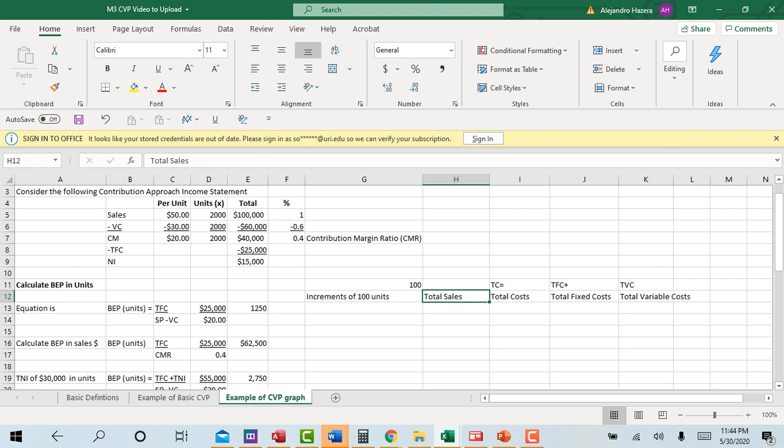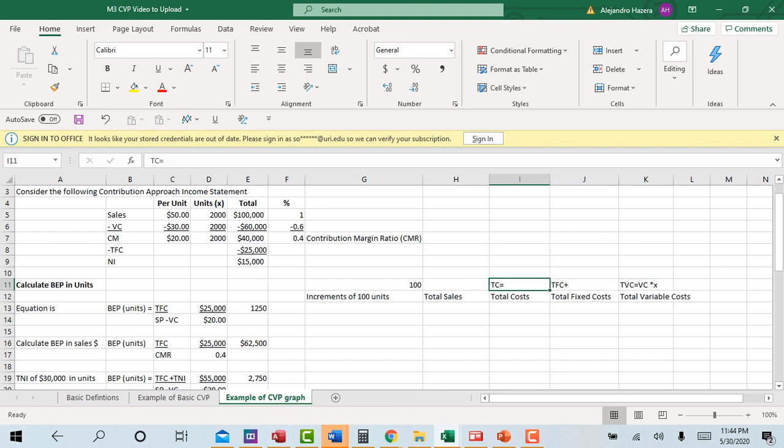For each increment of units, I'm going to give you total sales, which is very easy. Then I'm going to give you total costs, and total costs are going to be equal to your total fixed costs plus your total variable costs. Your total variable costs are going to be your variable cost per unit times X, which is the number of units sold. So variable cost per unit times X gives you your total variable cost.